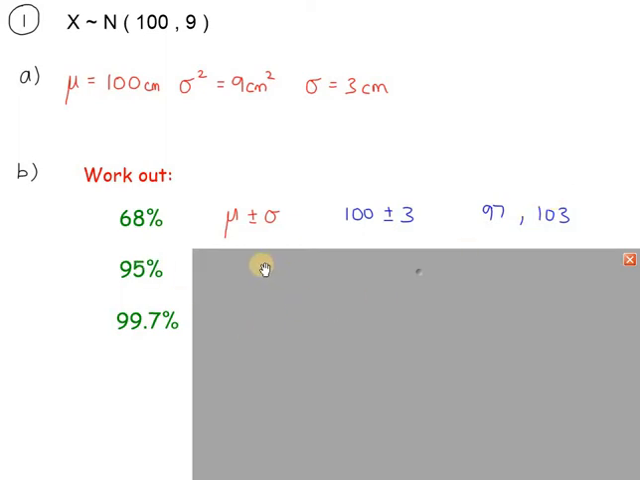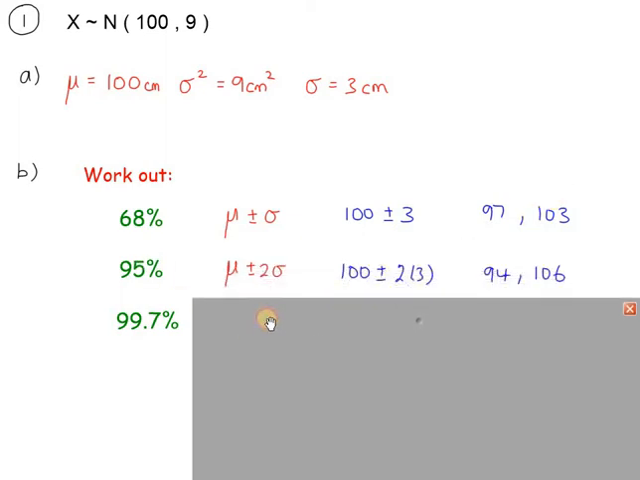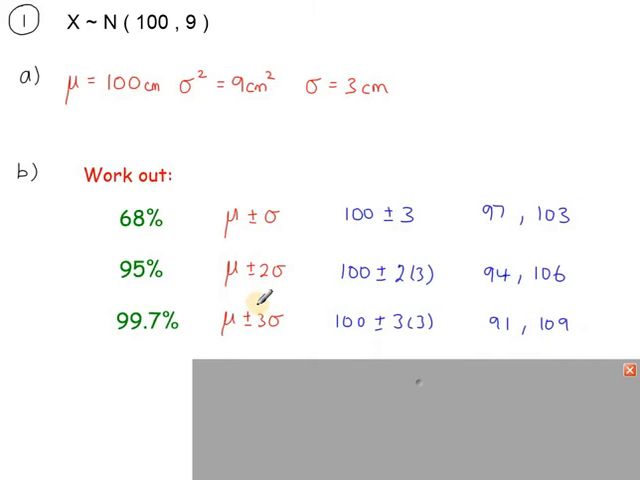We can do something similar with the 95% value here. So 95% of children will have a height between 94 and 106 centimeters. So that's just the mean plus or minus 2 standard deviations. And then the mean plus or minus 3 standard deviations. So 99.7% of children will have a height between 91 and 109 centimeters.